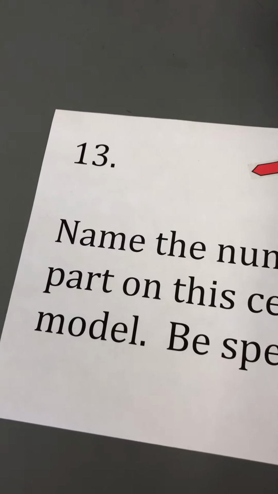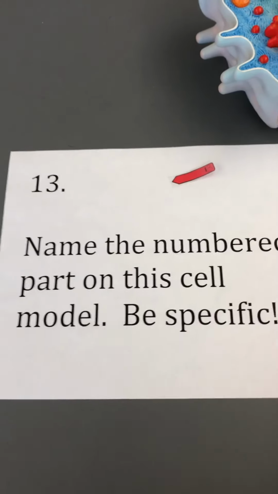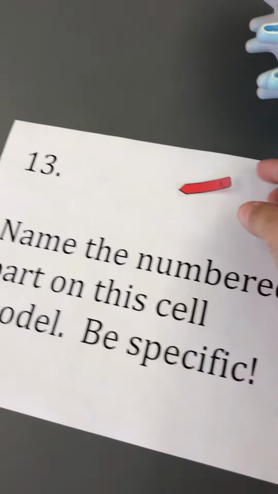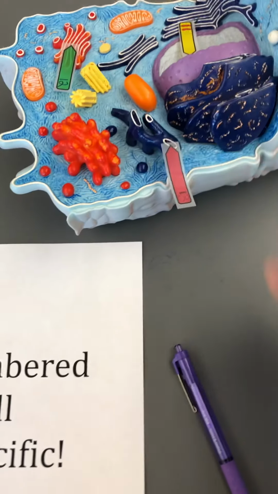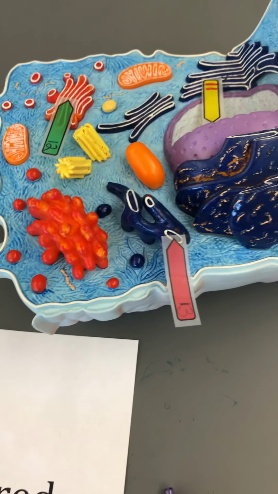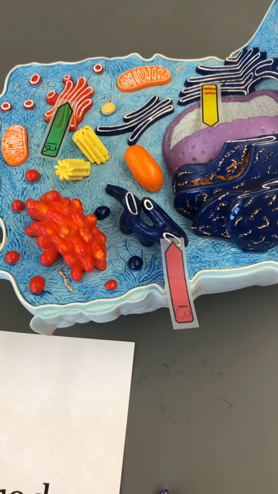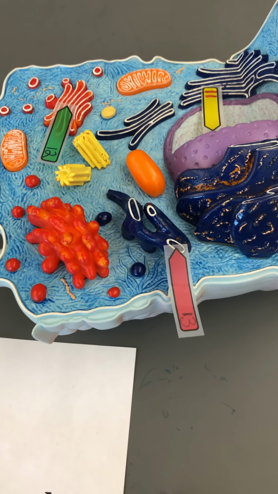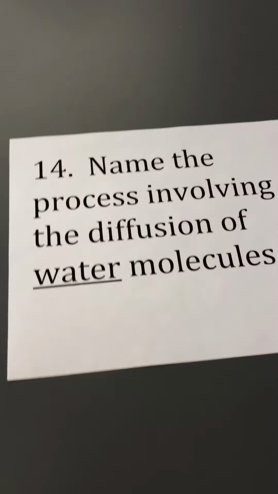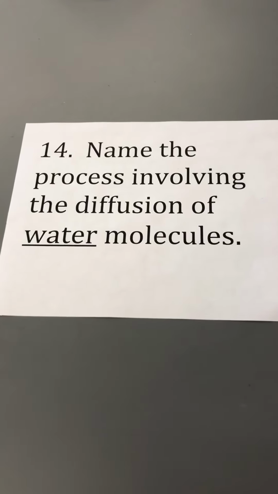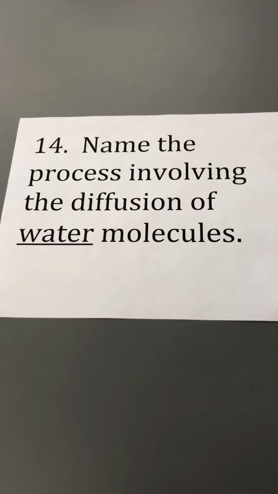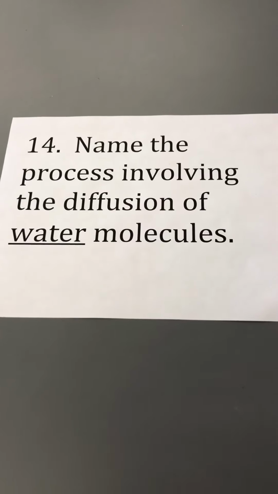And number 13, name the numbered part on the cell. The other instructor needed the model, so we have moved it, but 13 is on this organelle here. And this was the smooth ER, smooth endoplasmic reticulum. 14, name the process involving the diffusion of water molecules. Notice I underlined water. Diffusion of water is called osmosis.